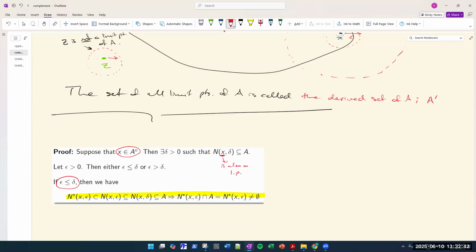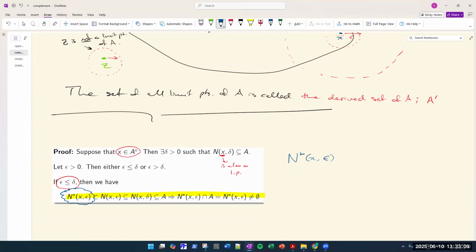In order to show an element is a limit point, I need to show that the deleted neighborhood around that point of any radius intersection A is non-empty, right? So this is where I start with, that's what I'm starting with over here.